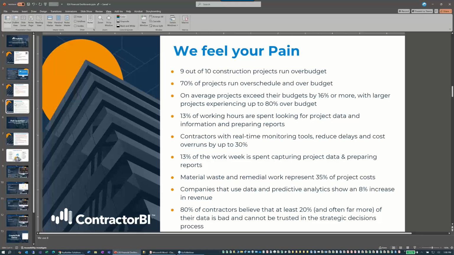Again, I'm not going to go through every single one of these, but also the time it takes to prepare data and reports is significant. I think 13% of the time spent is low. That's what our customers are telling us, but we're going with this for now. And then contractors can avoid problems if they have the right tools while the job is in place. So I'm going to go ahead and go to the poll question really quickly.